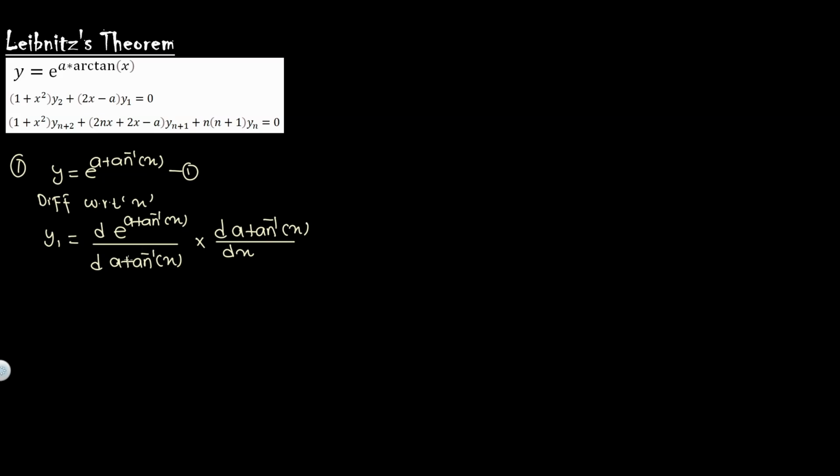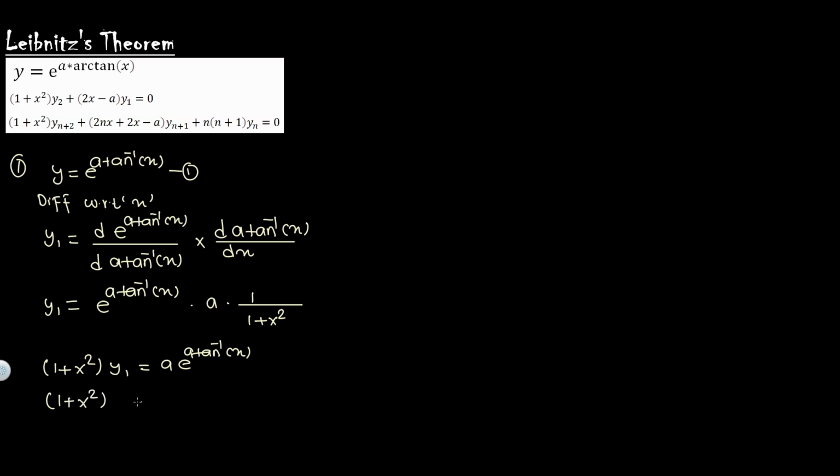The derivative of e to the power x is just e to the power x, so we can write e to the power a tan inverse x. Since a is a constant, we can move it out of the derivative operator. We will get a times the derivative of tan inverse x, which is 1 over 1 plus x square, and we have y1 here. Now move 1 plus x square to this side. We will get 1 plus x square y1 equals a e to the power a tan inverse x.